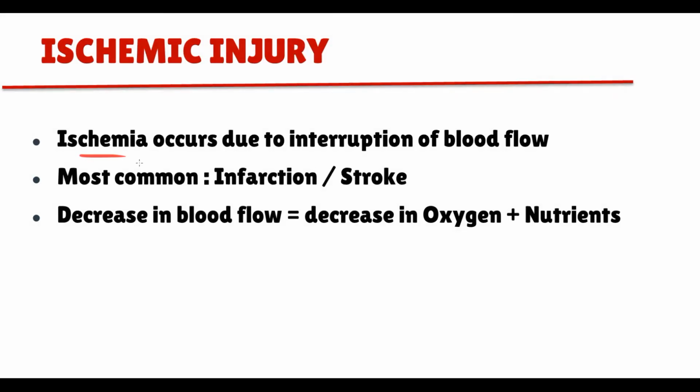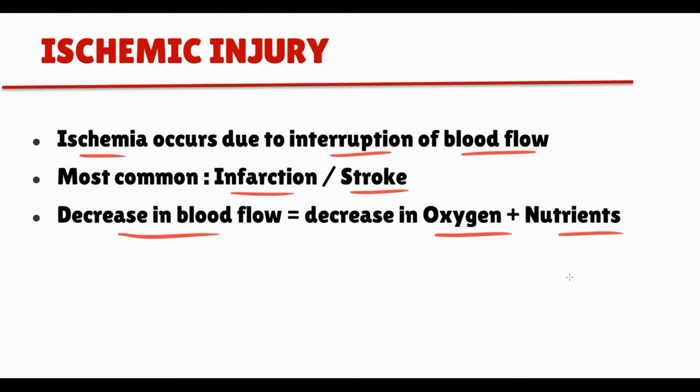First of all, ischemia occurs due to the interruption of blood flow. The most common and high-yield examples of ischemia are infarction and stroke. The major concept of ischemic injury is that with decrease in blood flow, the delivery of oxygen and nutrients decreases, and without these two factors, tissue cannot maintain metabolism for a prolonged period of time. So what is the mechanism of ischemic injury?